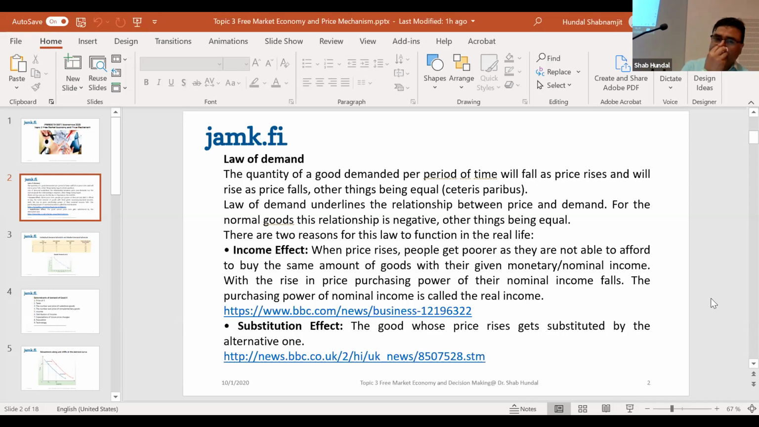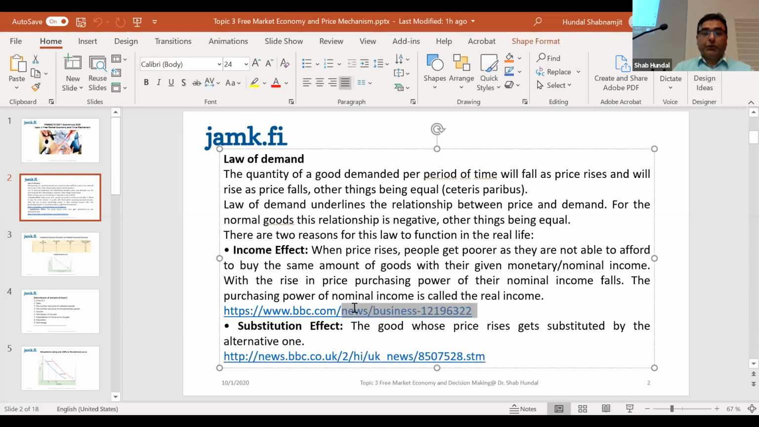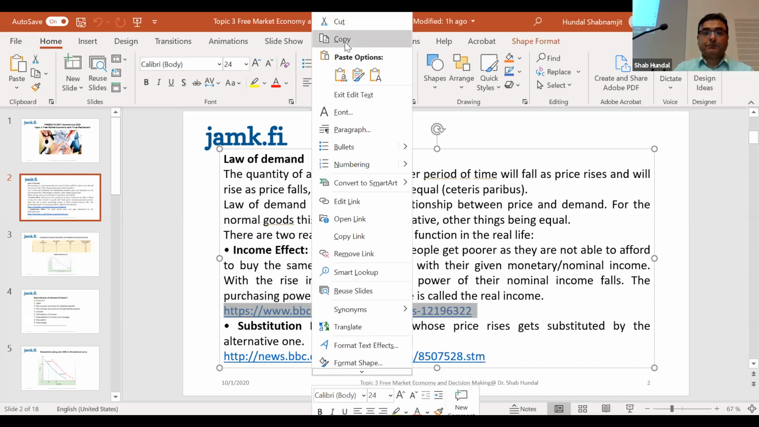Now, I was trying quite hard since morning to find what example I should use for these two effects, but eventually I was successful in finding two examples. The first example is this one.